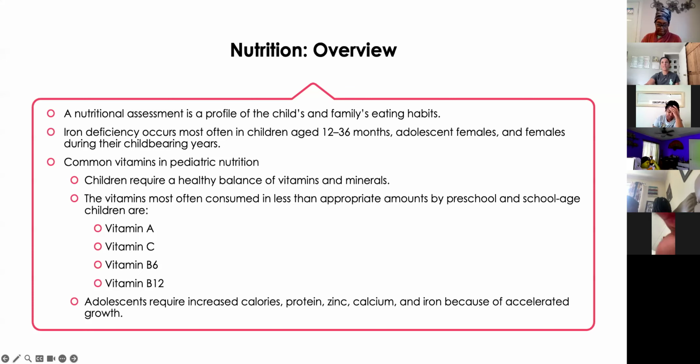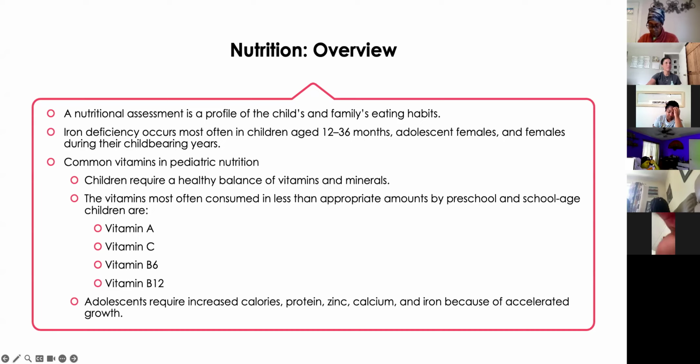We're going to hit the highlights on nutrition. We've kind of talked about this all term, but nutritional assessment is really important, not only the child's eating habits, but the family altogether. We know that iron deficiency anemia is our most common nutritional deficiency. We see it as these infants are weaning off of their iron fortified formula. Then we see it come back again in adolescence as we are hitting that growth spurt when we go into puberty.